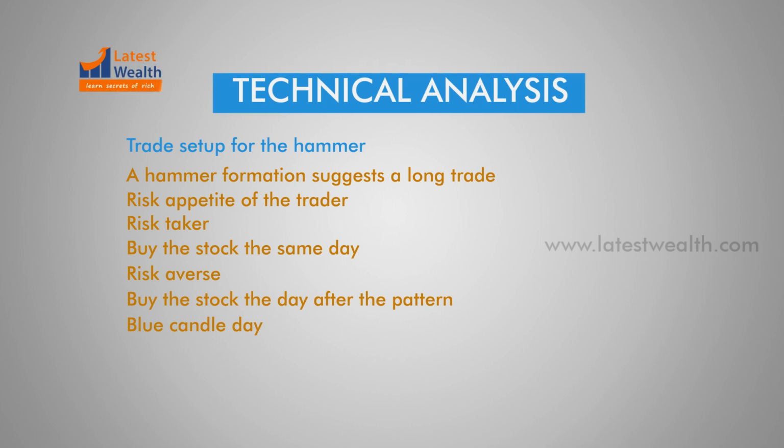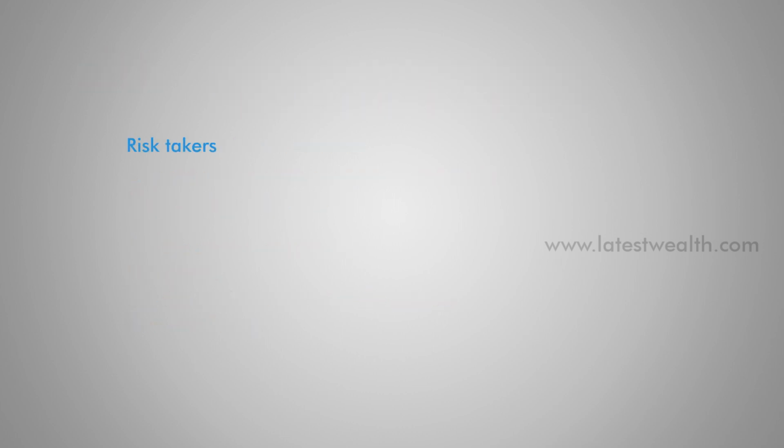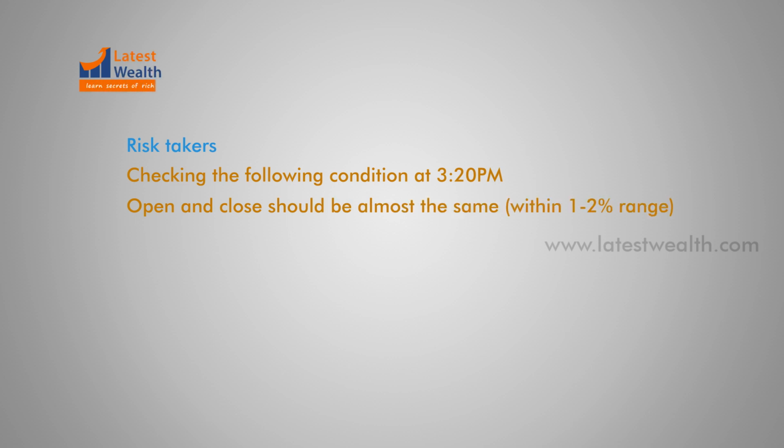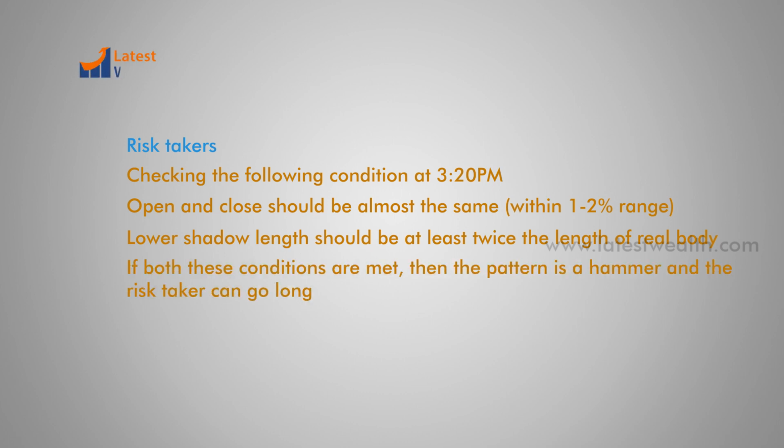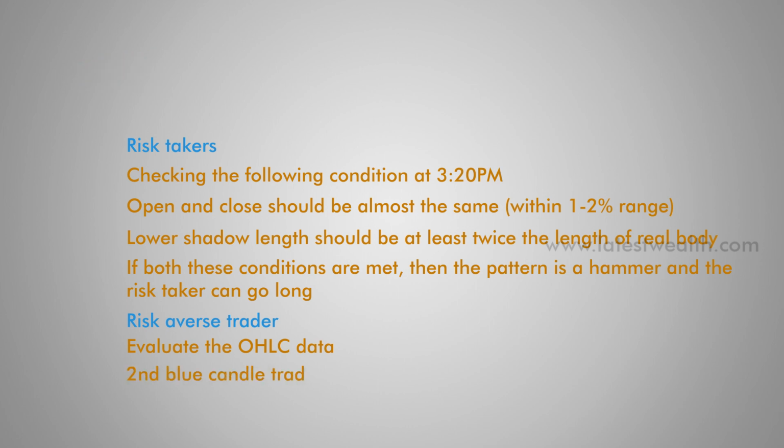Once again, there are different options. One: risk takers can qualify the day as a hammer by checking the following conditions at 3:20 p.m. on the hammer day. Open and close should be almost the same, within a 1 or 2% range. Lower shadow length should be at least twice the length of the real body. If both these conditions are met, then the pattern is a hammer and the risk taker can go long. The risk averse trader should evaluate OHLC, opening, high, low, closing data on day two. If it is a blue candle, the trade is valid and hence can go long.